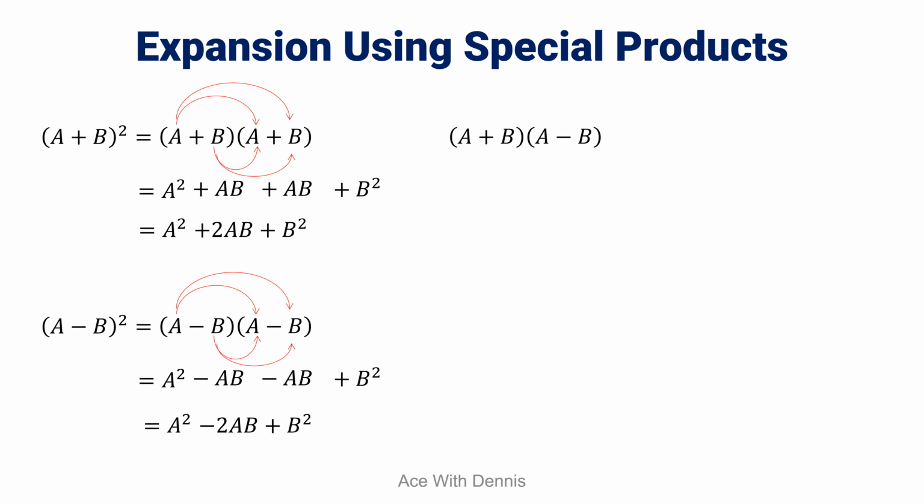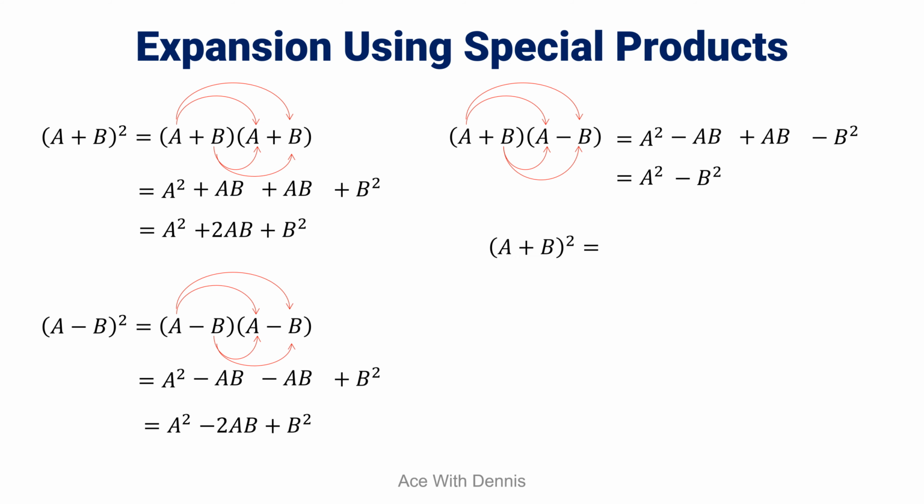The third case, (a + b)(a − b). Now we expand, a times a, we get a squared. a times negative b, we get negative ab. b times a, we get positive ab. And b times negative b, we get minus b squared. For here, the like terms are negative ab plus ab. Then they cancel each other. So we have a squared minus b squared.